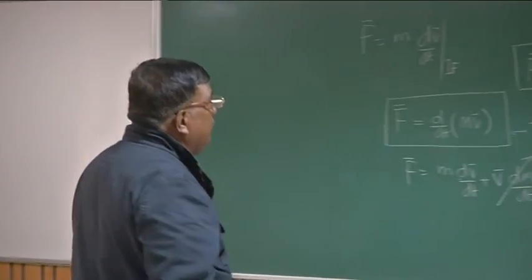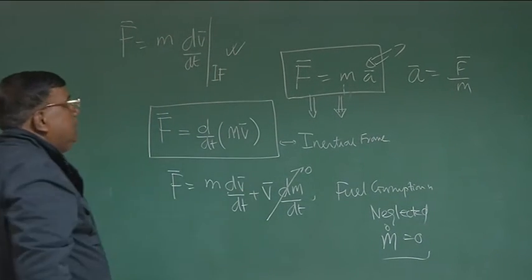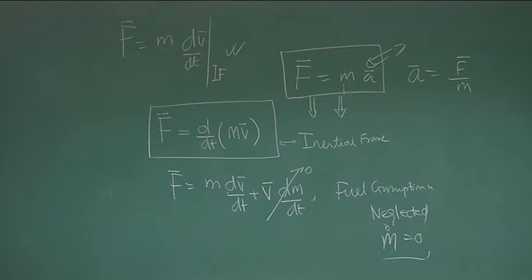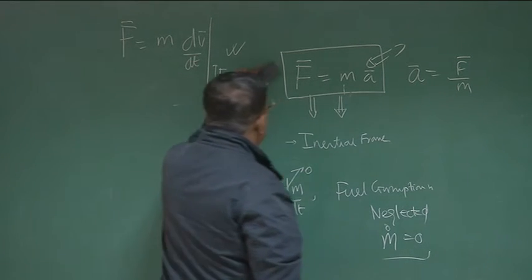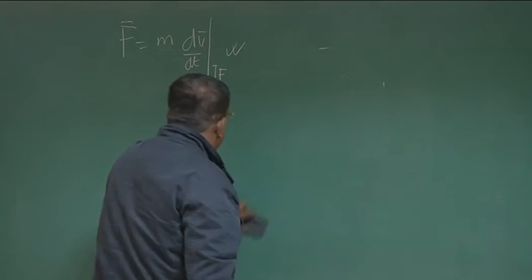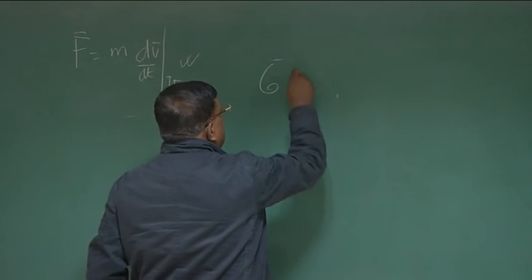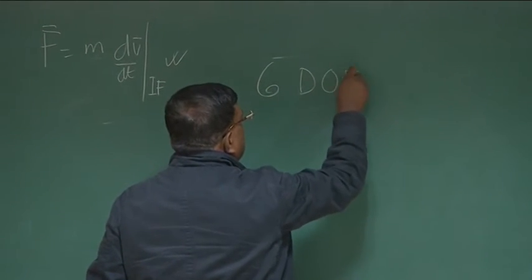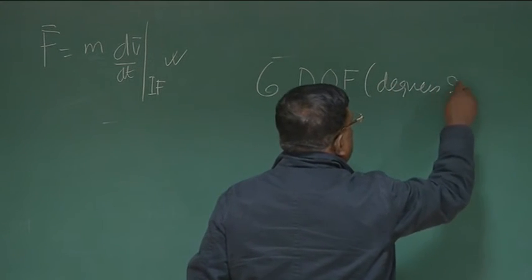So that is the catch point, and that is the basis which will be used to develop equations of motion, right? And typically we say 6 degrees of freedom equations of motion, and that is why 6 degrees of freedom.